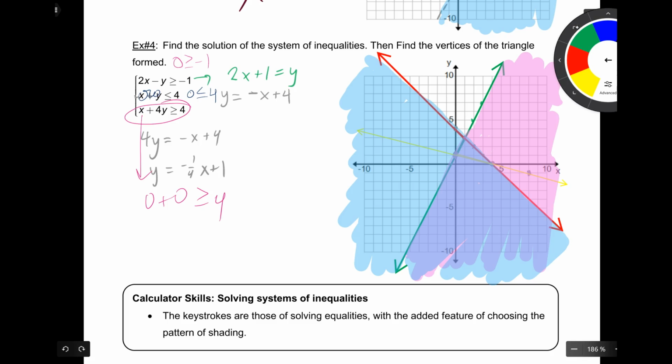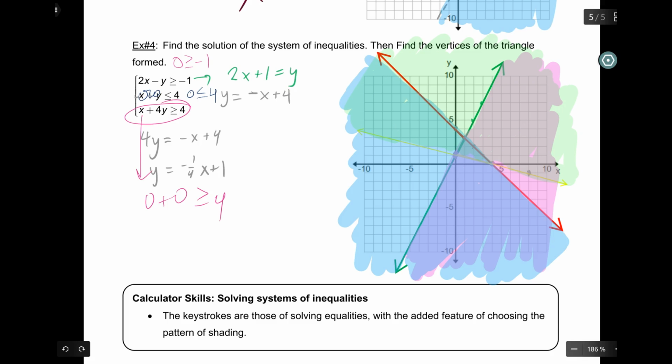Let me get a highlighter. How about some red? Pink would be nice. So it's going to be this. Oh no, that's literally what color I have right now. How about a green? Yeah, that'd be great. Alright, so I'm going to shade what's above this yellow line.